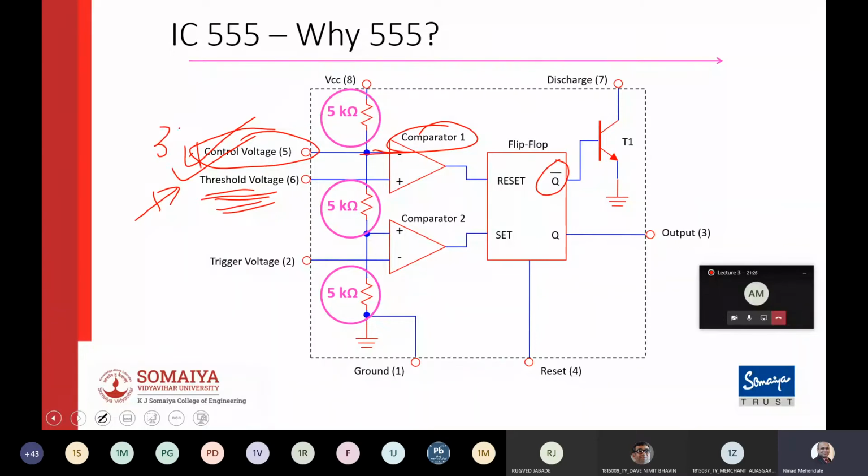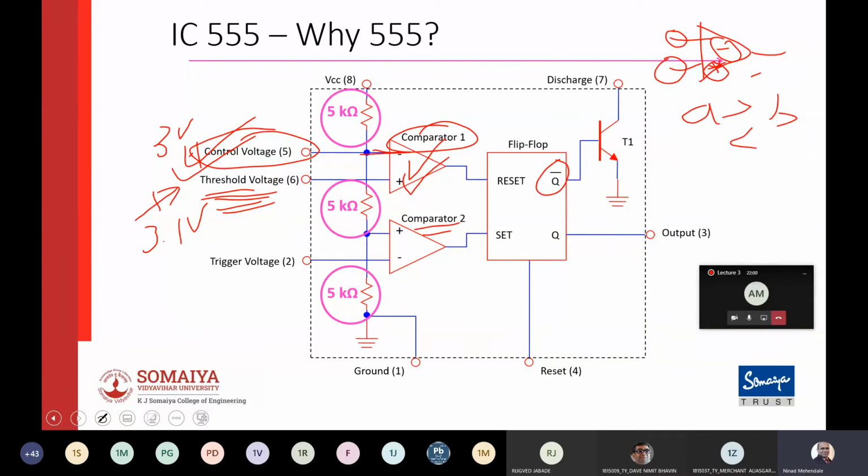So if control voltage is 3 volt, and if this threshold voltage becomes 3.1 volt, then this comparator output will go high. Now, why are we calling it a comparator? A comparator just compares negative terminal voltage with positive terminal voltage. An op-amp goes high when positive terminal voltage is greater than negative terminal voltage, and the op-amp's output goes low when the negative terminal voltage is higher than positive terminal voltage. So that's why it is comparing A and B voltages: greater than, less than, or equal to.